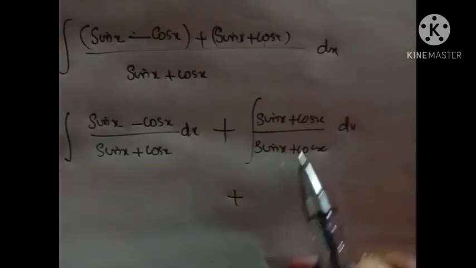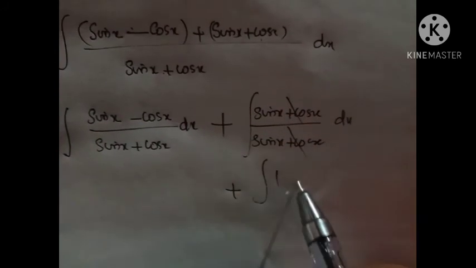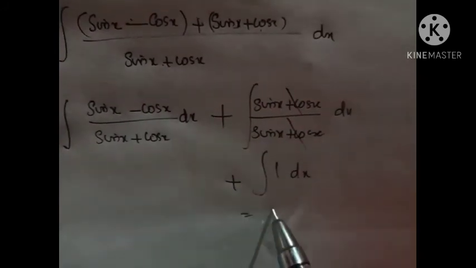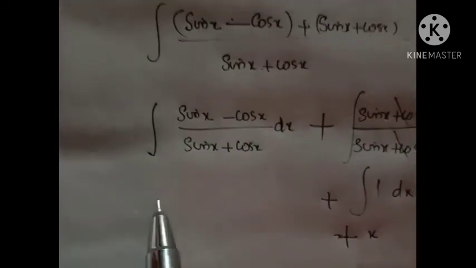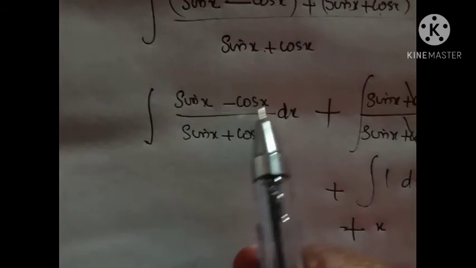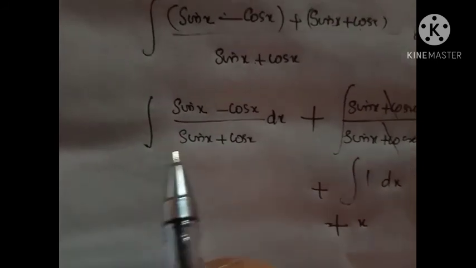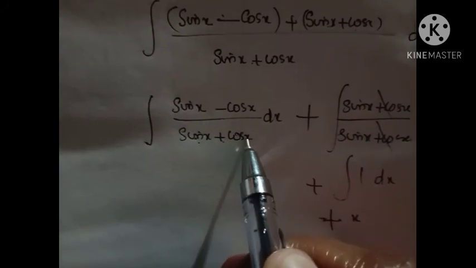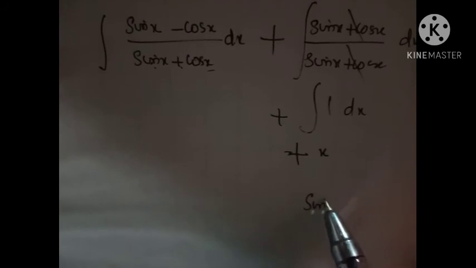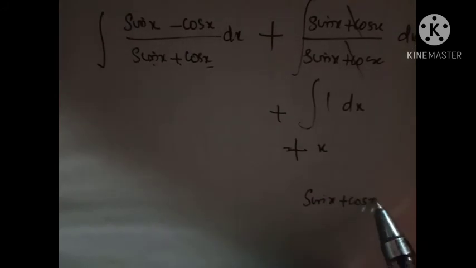So listen, this is integral of 1 dx and this is equal to x. Okay, this is equal to x. Now listen here. Integral (sin x minus cos x) by (sin x plus cos x). In this put sin x plus cos x equal to t.